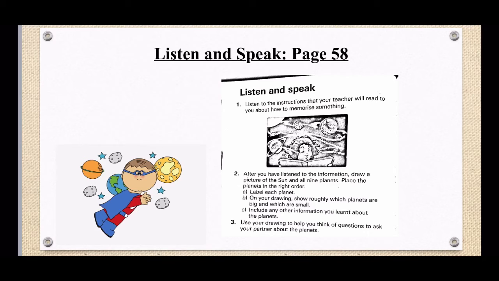So, remember, in the second slide, I gave you pictures of the order of the planets. So, we know the first one is Mercury and it goes all the way down to Pluto. So, go back to the second slide and you can see the order it has to go into, right? A, you need to label each planet. B, on your drawing, show roughly which planets are big and which are small. And then C, you can also include any other information you learned about planets, right?